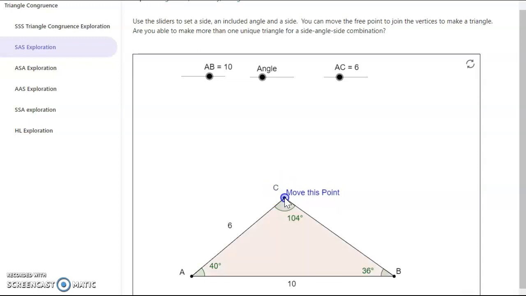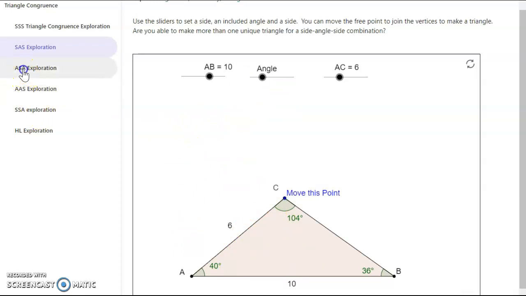I need to move it. Okay, so I need to shorten it in order to make this triangle. Okay, so now that's the triangle formed. So it has a set length it needs to be. So the angle, side, angle, side does create a unique triangle. That means side, angle, side is a valid congruence rule.